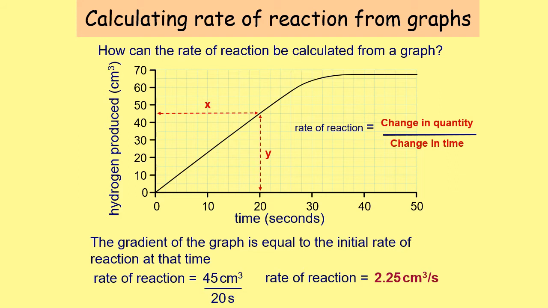Now the units for the rate of reaction will always be something different, but it's always the units for the thing on the y-axis for the quantity divided by the units for the x-axis, the time. So in this case, our quantity was a volume of gas in centimeters cubed and our time was in seconds. So our units were centimeters cubed per second.